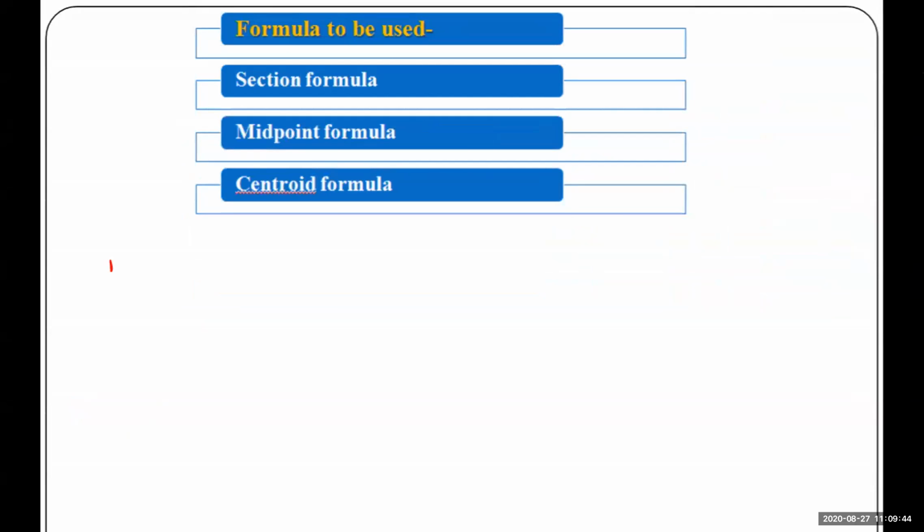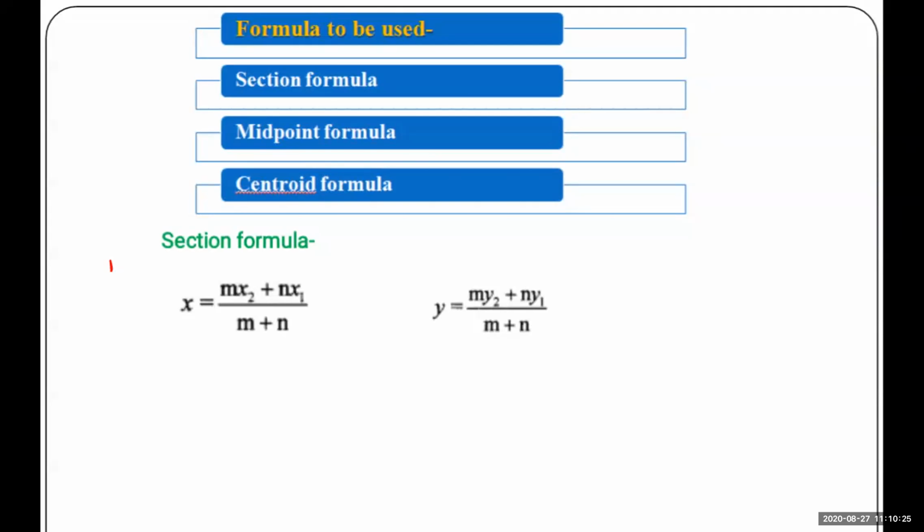Let's see what the section formula is. X is equal to mx2 plus nx1 upon m plus n. Now, what are m and n? m and n are the ratio in which the line divides. So x is equal to mx2 plus nx1 upon m plus n, and y is equal to my2 plus ny1 upon m plus n. Is it clear? So this is the section formula, internal.